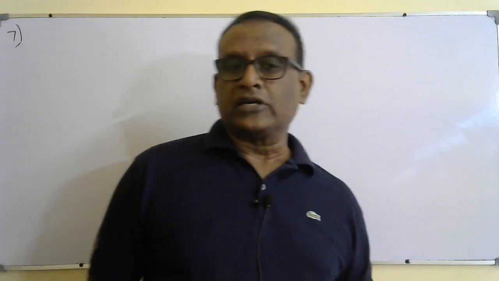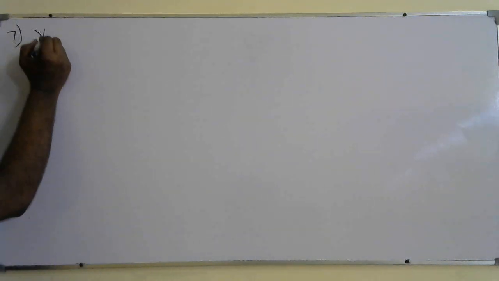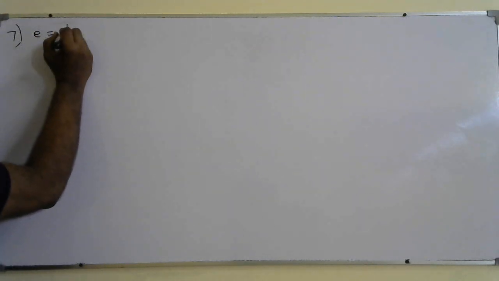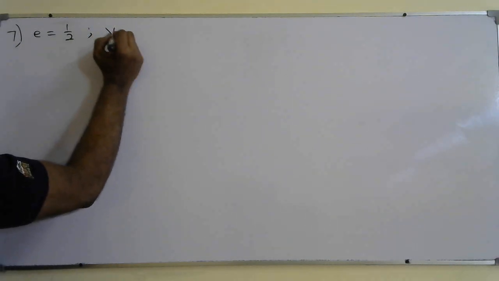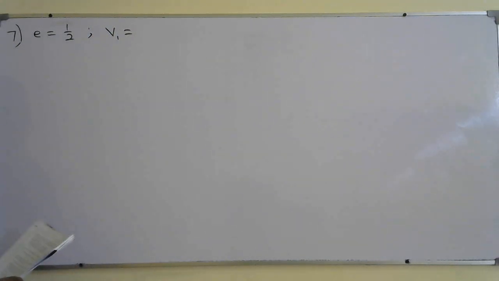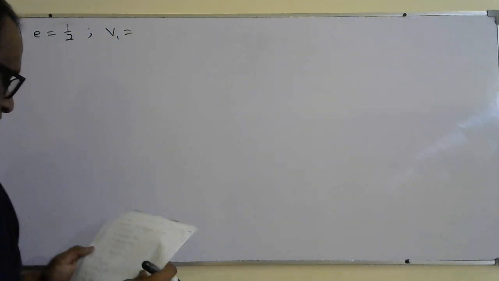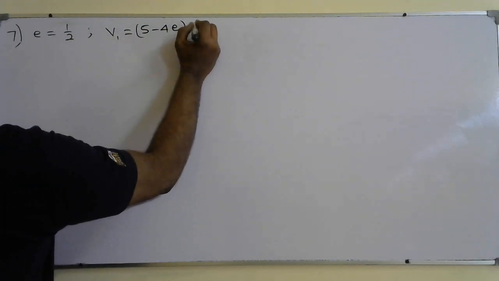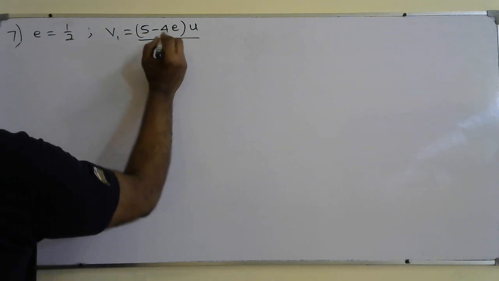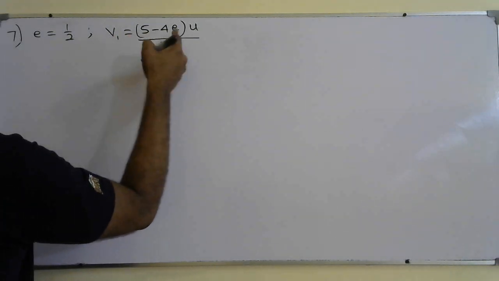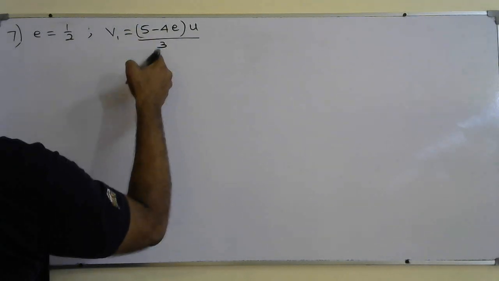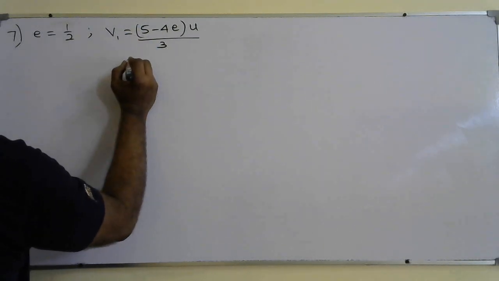Okay, so we can put it on a diagram. We'll find the velocities V1, V2 again. Now they are telling us E is equal to half. From the previous part, V1 is equal to (5 minus 4E) U over 3. Substitute half here, so 4E is 2, 5 minus 2 is 3, 3 and 3 will get cancelled. So that's going to be U.